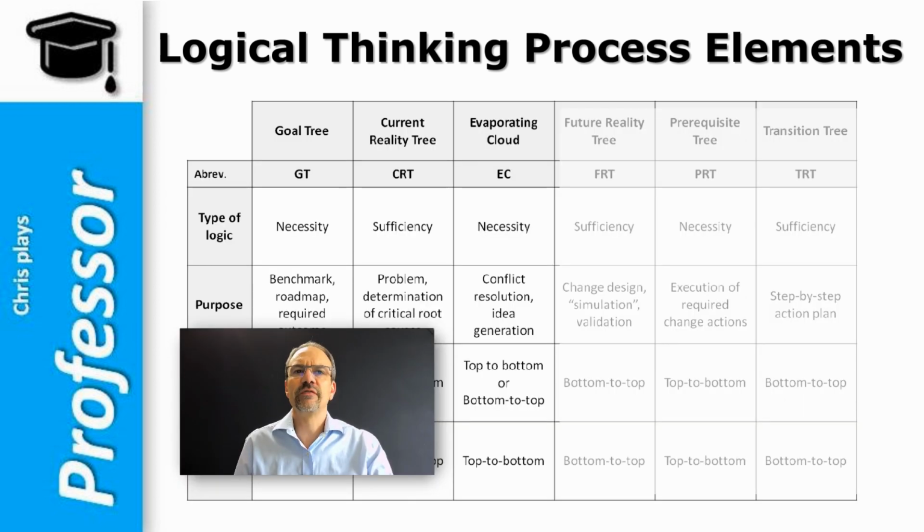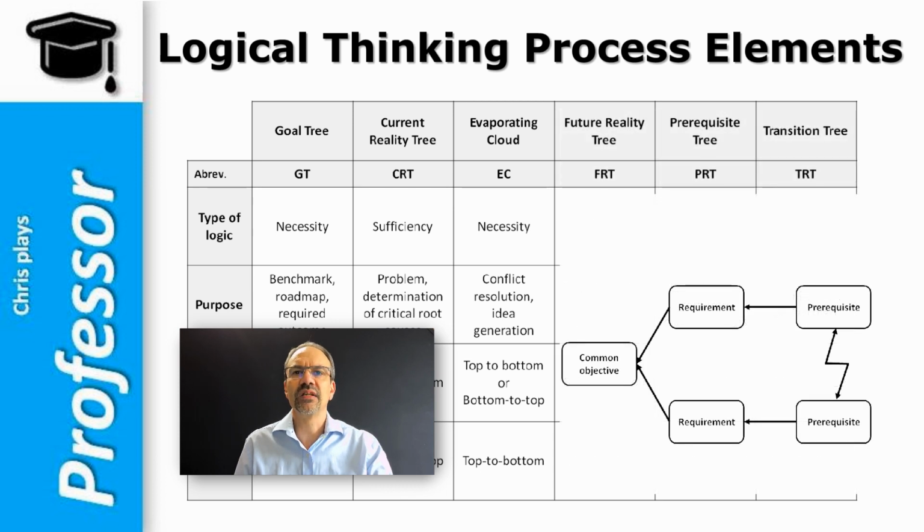The next tool could have been a tree, but for some poetic reason it became a cloud. It is nevertheless built on necessity logic. It is used to solve conflict or dilemmas. The building can be done top to bottom or bottom to top, and because of its specific structure, it's not really relevant. Reading should be done from the common goal to the prerequisite of each branch.